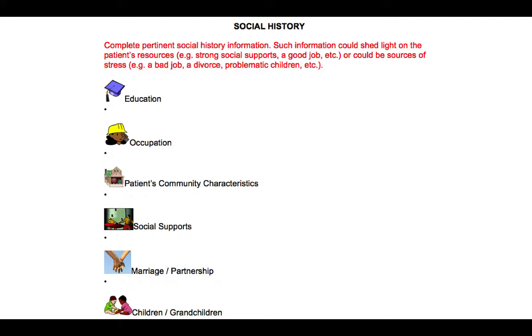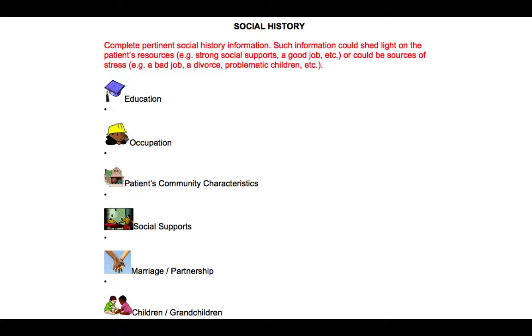What's their occupation? What are their community characteristics? This might be relevant, for example, if the patient is having health problems. Is it related to that landfill that they're living next to, or the mold that's growing in their bedroom? These are important questions that need to get asked, for example, in a respiratory case.